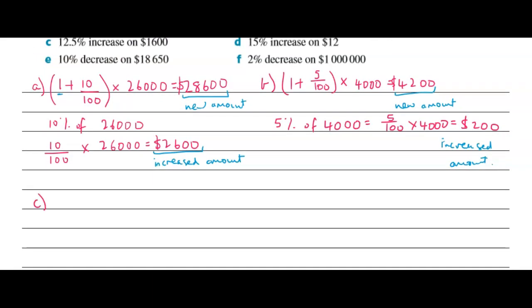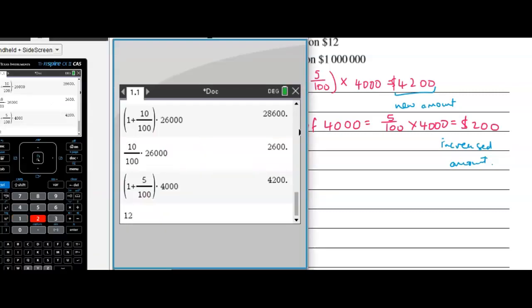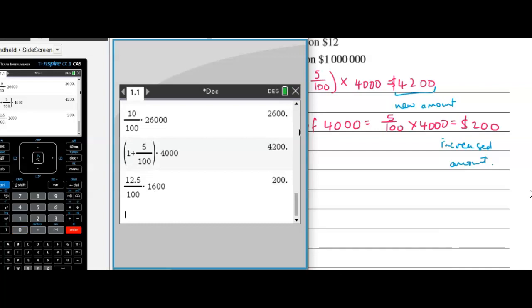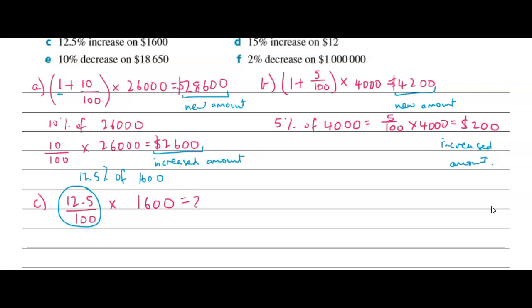So for this one, we've got a 12.5% increase on 1600. So we've got percentage, 12.5 over 100 times 1600. Okay, this times means of. So 12.5% of 1600, what you do is convert it to a decimal first. The word of means to multiply, and then 1600. So I'll just quickly do that on the calculator. And we get $200.